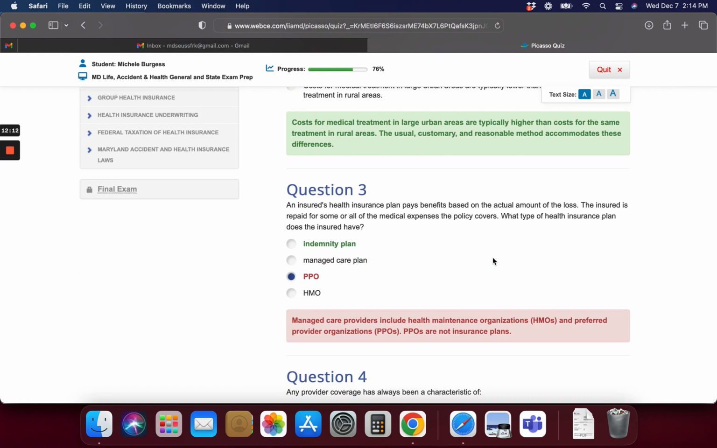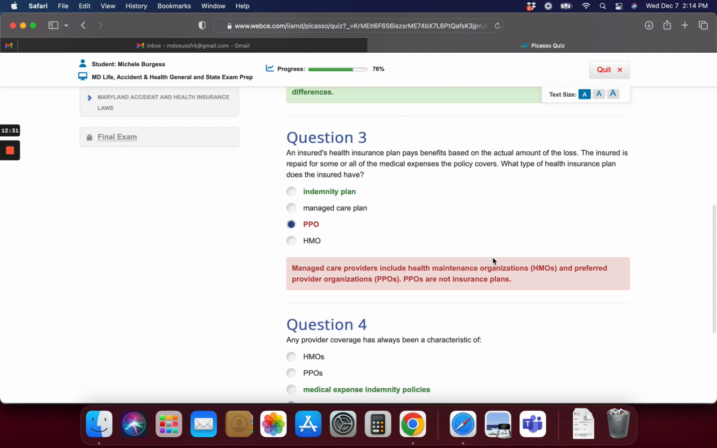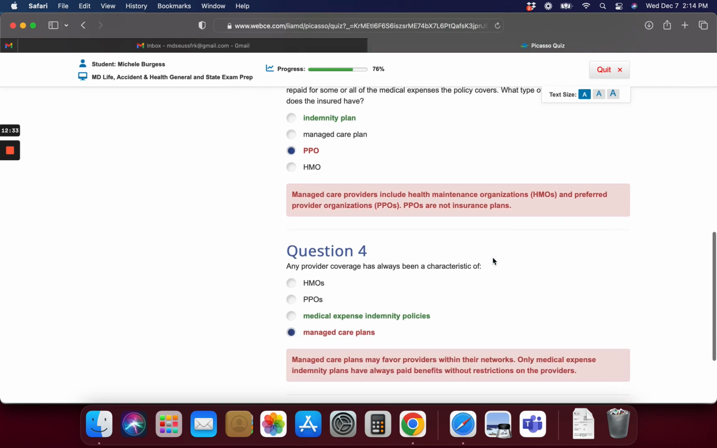All right, this one is indemnity plan. Managed care providers include health maintenance organizations, HMOs, and preferred provider organizations, PPOs. PPOs are not insurance plans, so it would be an indemnity plan. All right, number four.